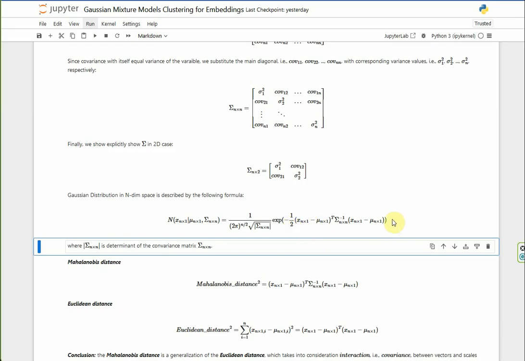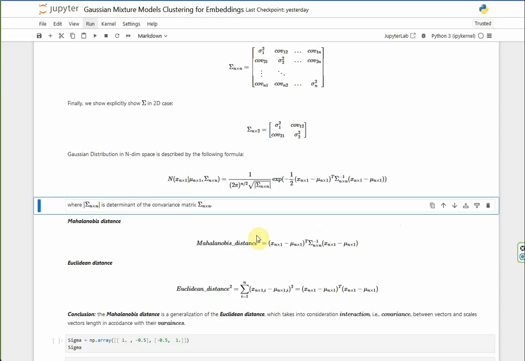So what is this power value for the exponent? This multiplication of x minus mu transposed by inverted covariance matrix by x minus mu is known as Mahalanobis distance. We should compare this Mahalanobis distance with Euclidean distance.